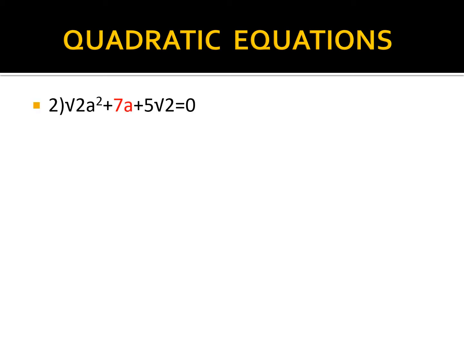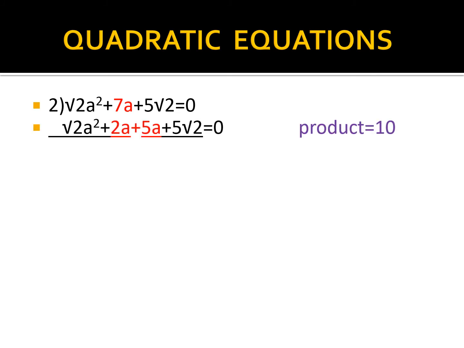Let us take one more example. So here the product of the terms should be 5 root 2 into root 2, that is 5 into 2, that is 10, and the sum of the numbers must be 7. So we know that 5 2s are 10. So we have split up 7a as 5a and 2a, and we know 5 plus 2 gives us 7. So we have split up the middle term.